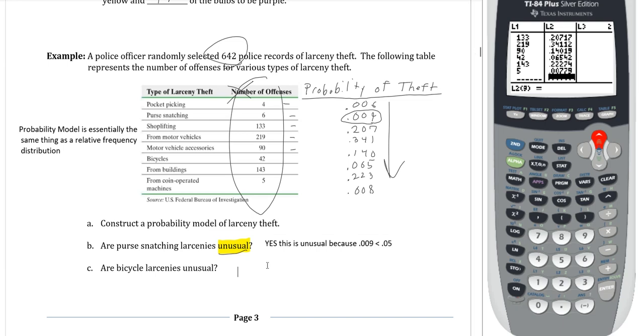Same thing for bicycle larcenies. Bicycle larcenies is the third from the bottom, so that is 0.065. So when answering that one, I am again comparing that to 5%, but that's 6.5%. That's a little bit too high. So no, this is not unusual because 0.065 is greater than 0.05. It has to be less than 5% to be considered unusual. Even though it's close, even though 6.5% isn't exactly likely, we do not say that it is unusual.